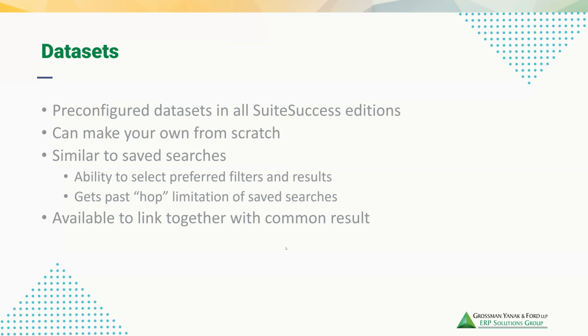And then the last thing to know about data sets is they can be linked together with common results, which I'm going to get into a little bit more with workbooks. But just know, you can pull a data set of one set of information and a data set with another set of information, and you can actually link those together in a workbook if you have some kind of common information between the two data sets. So that really opens it up to be a lot more powerful than saved searches. You can't link a bunch of saved searches together, but you can do that with data sets.